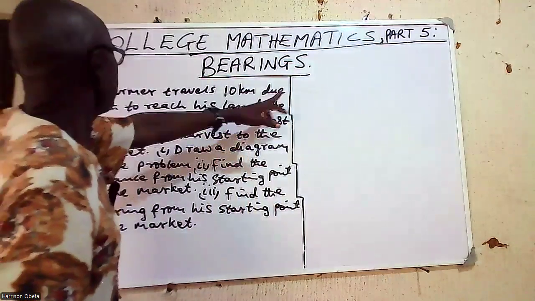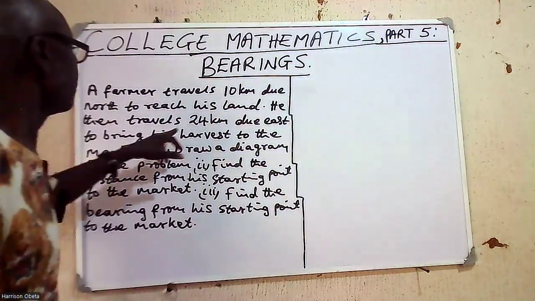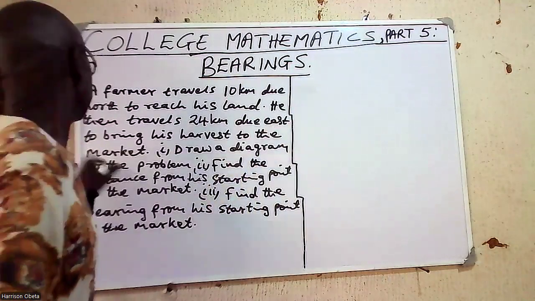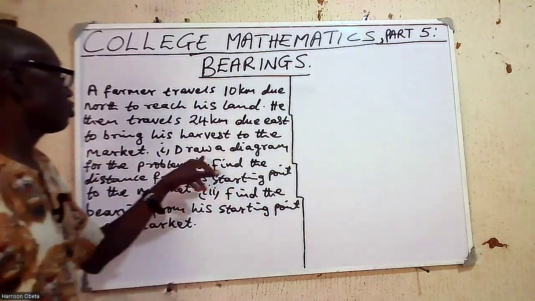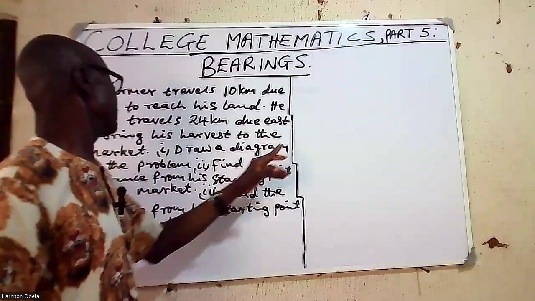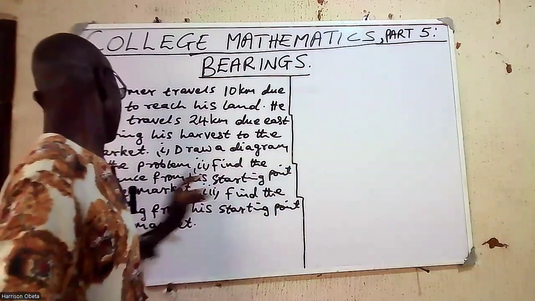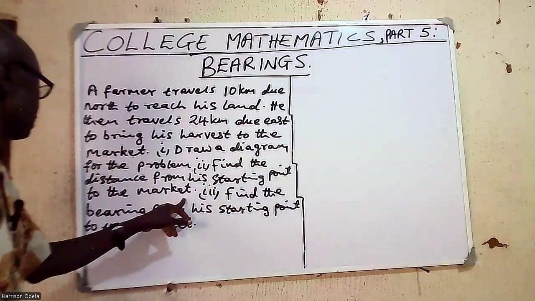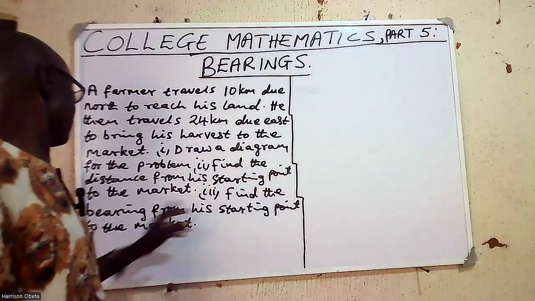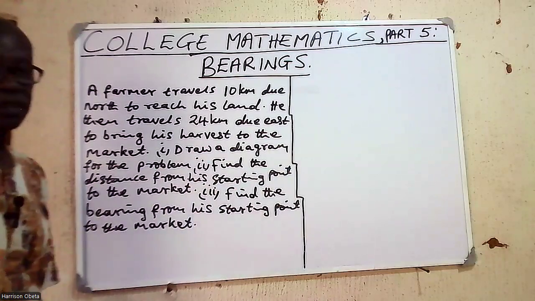A farmer travels 10 kilometers due north to reach his land. He then travels 24 kilometers due east to bring his harvest to the market. The first question is for us to draw a diagram for the problem. Second, we are to find the distance from his starting point to the market. And finally, we are to find the bearing from his starting point to the market.